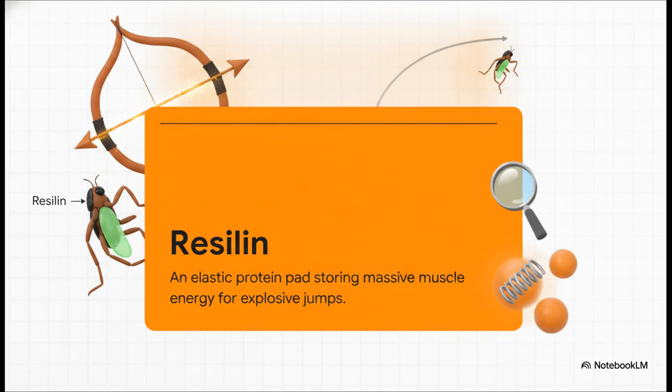So how on earth do they pull that off? Well, direct muscle power simply isn't fast enough. Instead, they rely on something called resilin. It's this super elastic protein pad.